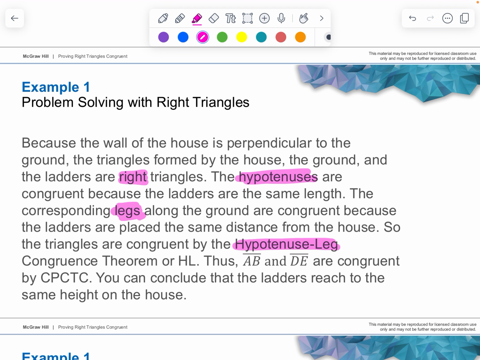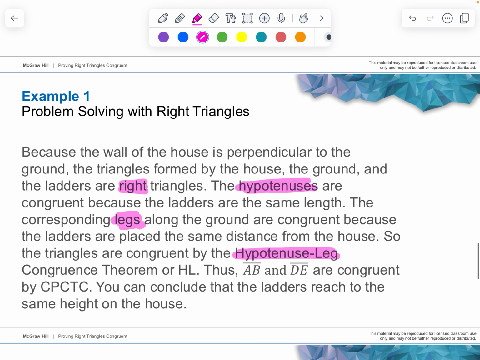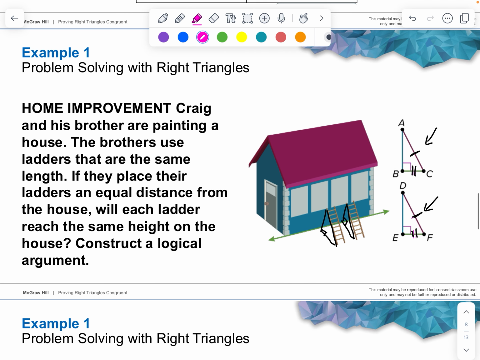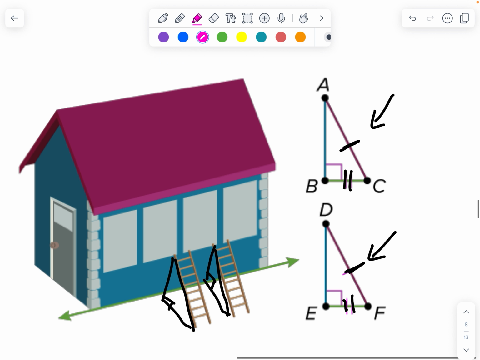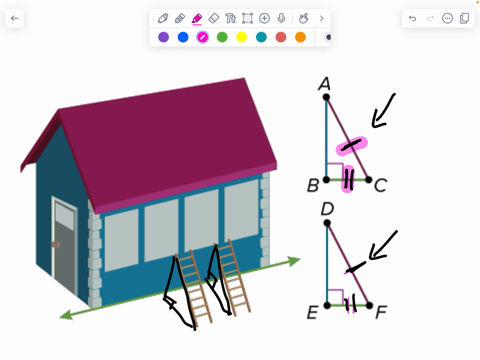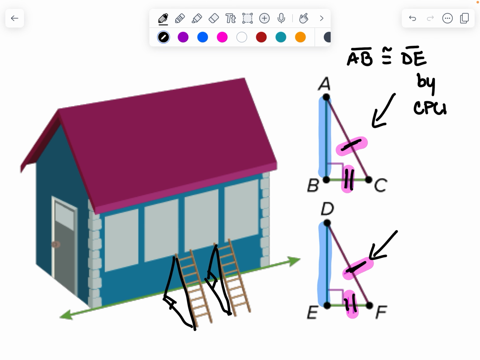Thus, AB and DE are congruent by CPCTC. You can conclude that the ladders reach the same height on the house. So I hope you've got your blanks filled in. What they're really saying is, if you drew out your models and you decided that they were congruent by HL, then that means that the height that they reached, AB and DE, are the same. You can say AB is congruent to DE by CPCTC if we were writing out a two-column proof.